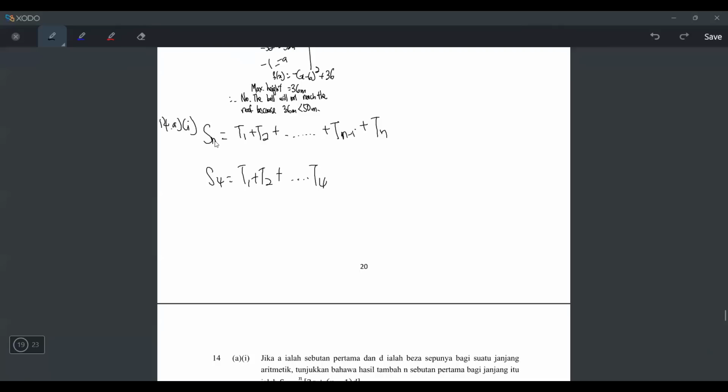And then if this is S5, it's just T1 plus T2 plus T3 plus T4 plus T5. That's what it means. And then I will use the Tn formula, which is a plus n minus 1 d. This is the formula for Tn for an arithmetic progression. So T1, we all know, is just a. T2 is a plus 1d, which is a plus d. And then plus, it keeps going.